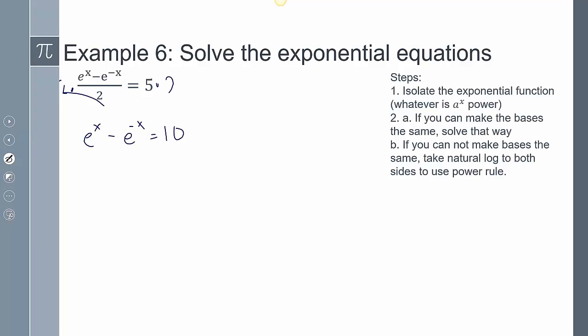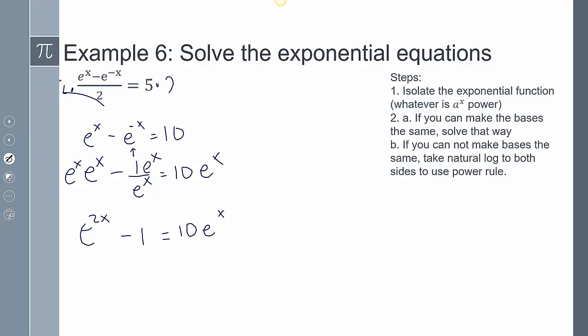So let's get rid of this negative in the exponent. So I get 1 over e to the x. Man, this is a fun problem here. Now I also have that in the denominator. Now I got to get rid of that, so I can multiply everything by e to the x. And so I'm going to get e to the 2x minus 1 equals 10 e to the x.